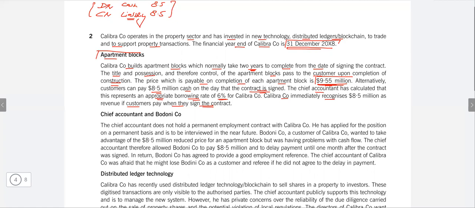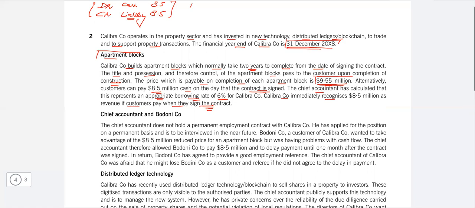So according to IAS 23, whenever you have a loan arrangement to construct a qualifying asset, and a qualifying asset can be anything which takes substantial time to get ready for use. So here you are constructing the apartment blocks, and that will take 2 years, and you have the financing for it, 8.5 million, which is being given by the customer itself. So according to IAS 23, if the loan is taken to construct a qualifying asset, the interest cost should be capitalized. The interest cost which is related to the construction period should be capitalized.